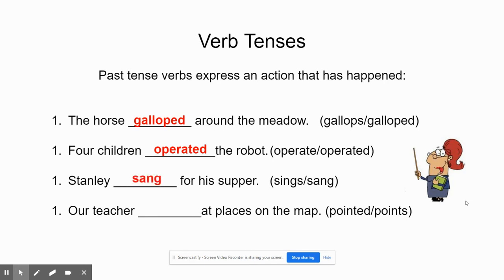And now for the last one. Our teacher blank at places on the map. Remember, pick the past tense verb to show it already happened. Did you pick pointed? Good work. Remember, scholars, past tense verbs express an action that has already happened.